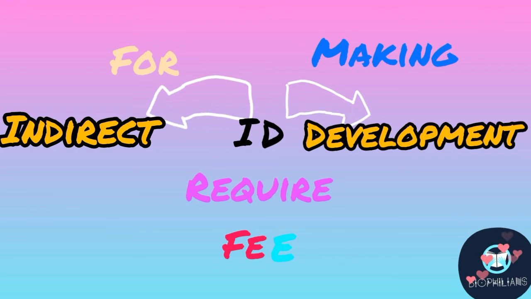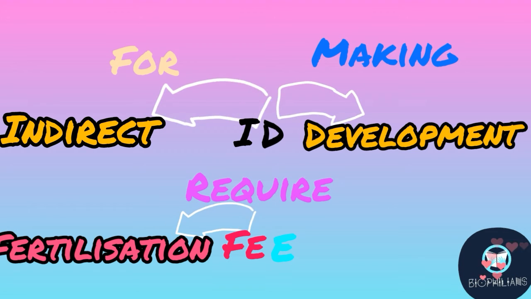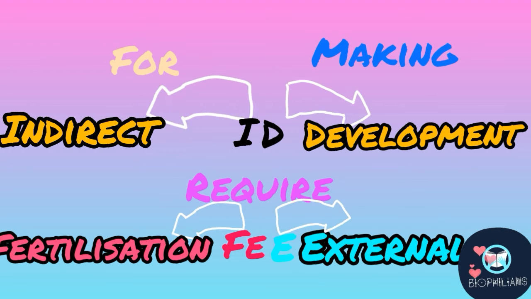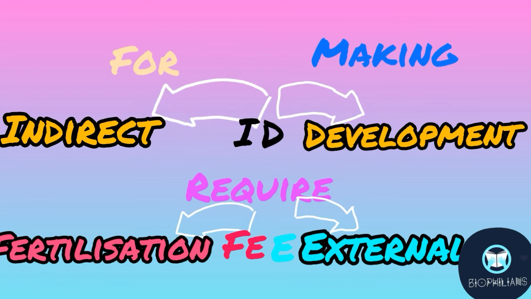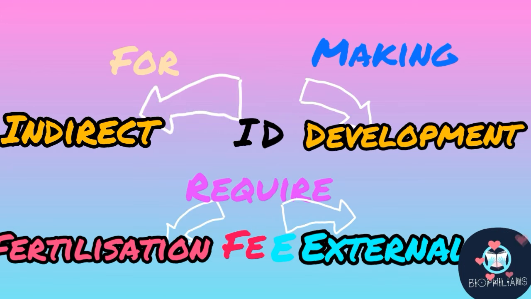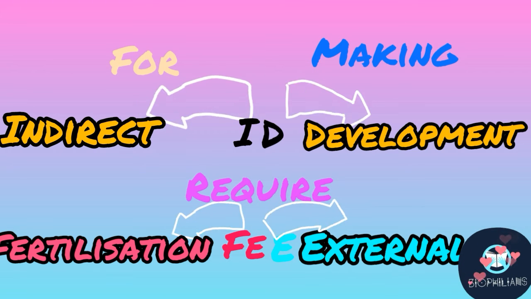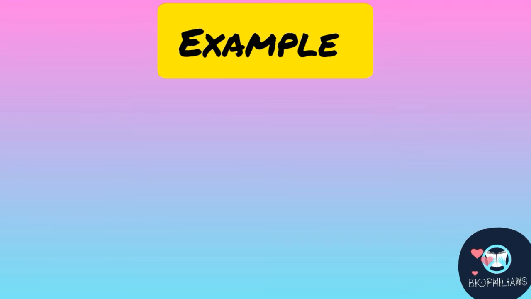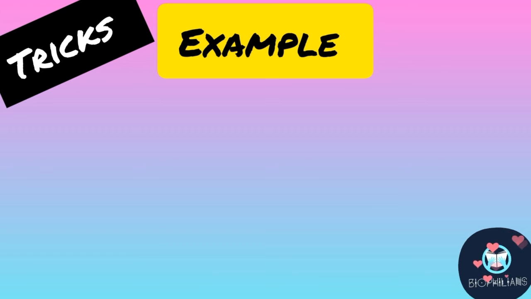You require fees. Look at the spelling of fertilization. FE means fertilization and E for external. It has external fertilization. For making any ID, you require fees. Most important are examples, very important examples. So I have tricks for examples also. In one class, I will complete full Porifera. Now come to examples. Now listen to the story.